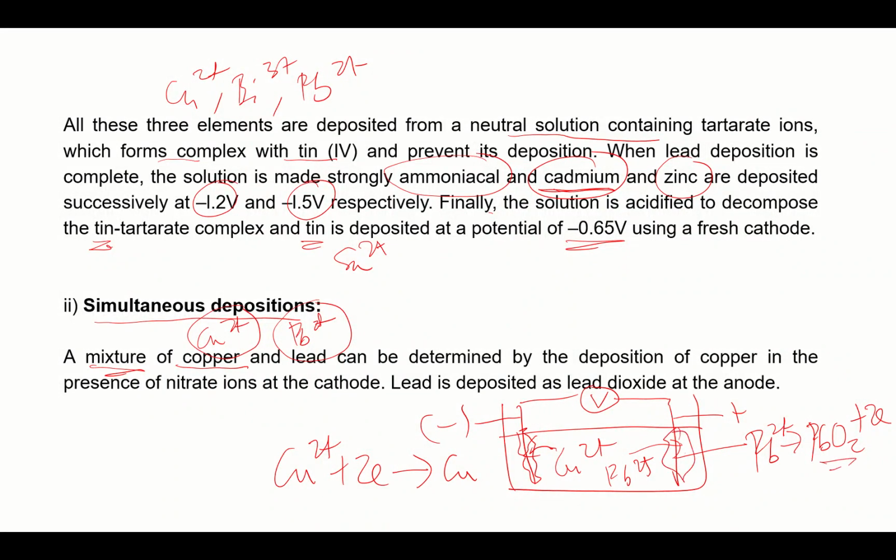Then you can do the weighing process, weighing the electrodes before electrolysis and after electrolysis. So you will know the mass of copper deposited here, as well as the mass of lead dioxide formed here. Then you will do the calculation. You will know how much Cu2+ and Pb2+ is present in the test solution. That's all. Thank you.